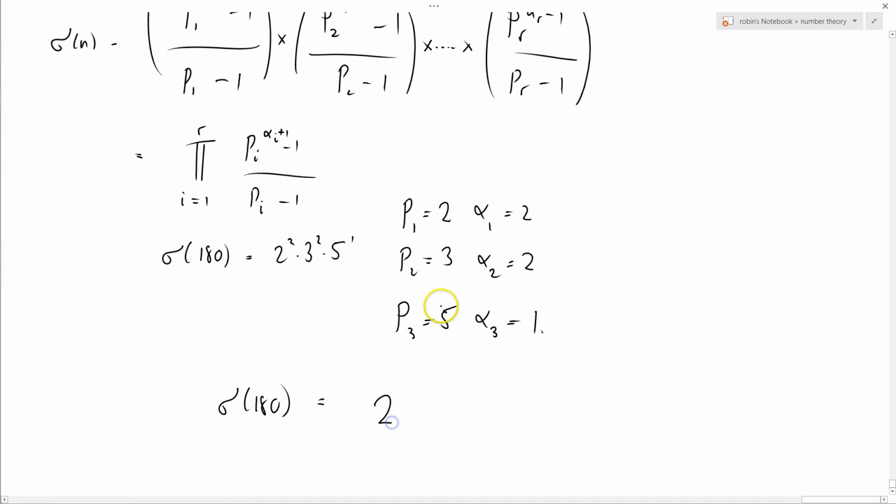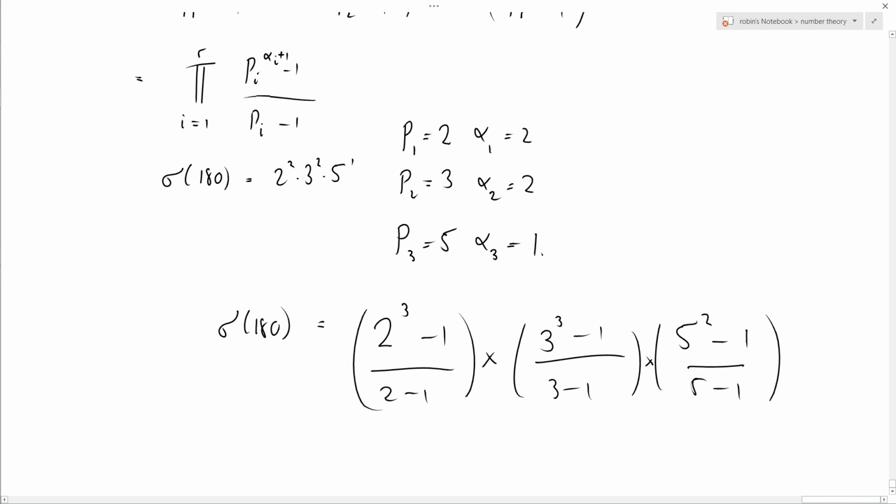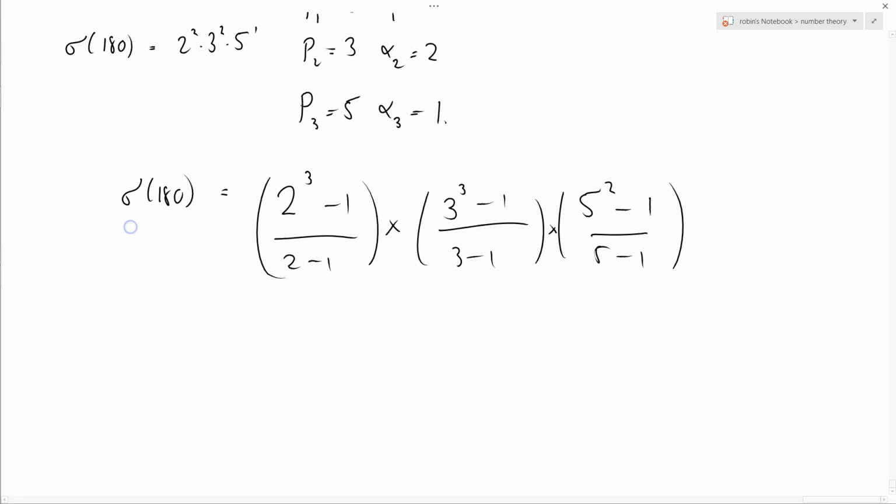So it's 2 to the power 3, because it's 2 plus 1, minus 1 over 2 minus 1, times 3 to the power 3, because it's 2 plus 1, minus 1 over 3 minus 1, times 5 to the power 2 minus 1 over 5 minus 1. Yeah, that's right. Equals 7 over 1 times 26 over 2 times 24 over 4.